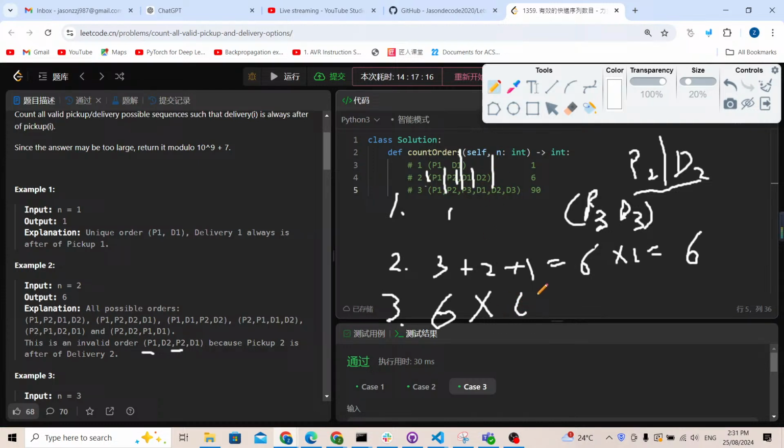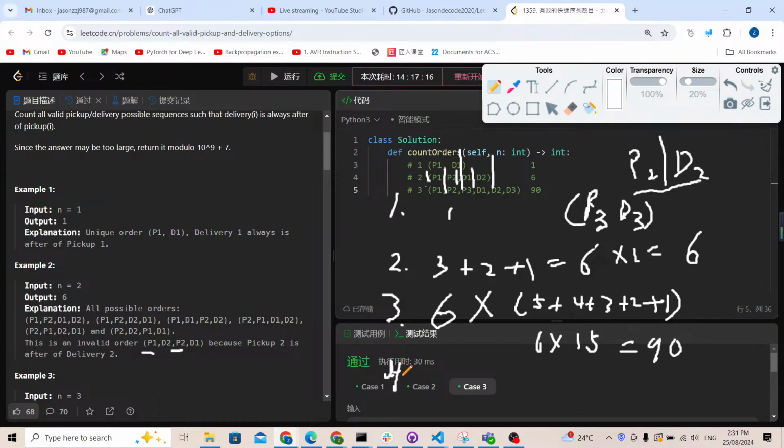So it seems it is something like 5 plus 4 plus 3 plus 2 plus 1. So it's going to be 6 times 15. So what's going to be the result? It's going to be 90. Now maybe we can find a conclusion to solve the problem, because this is just the formula. So what is the formula? We're going to use the DFS.